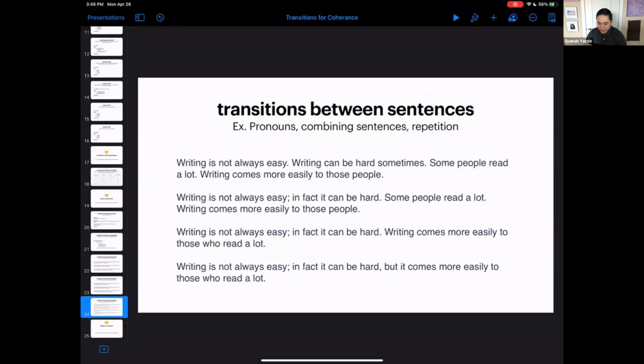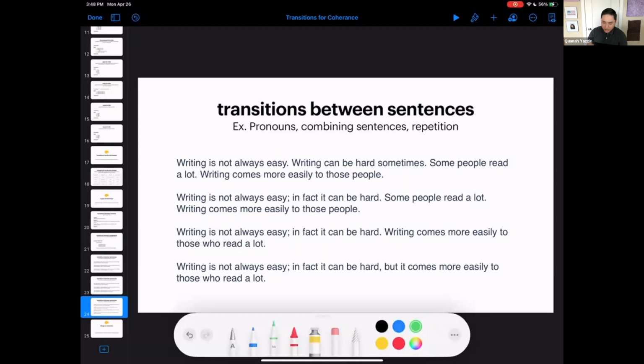All right, let me switch to my iPad. All right, so we have this portion here. I'm just going to write on this. So these 4 sentences here, the actual correct one is going to be this one here, this 4th one.